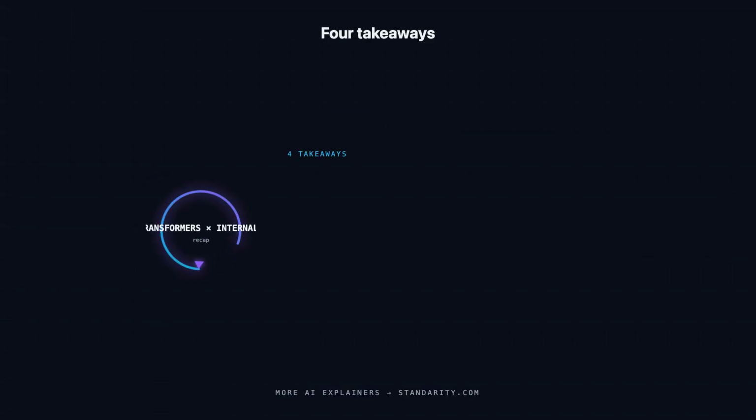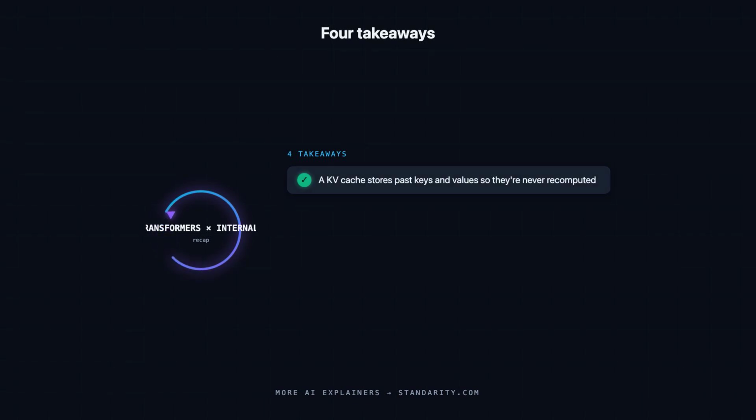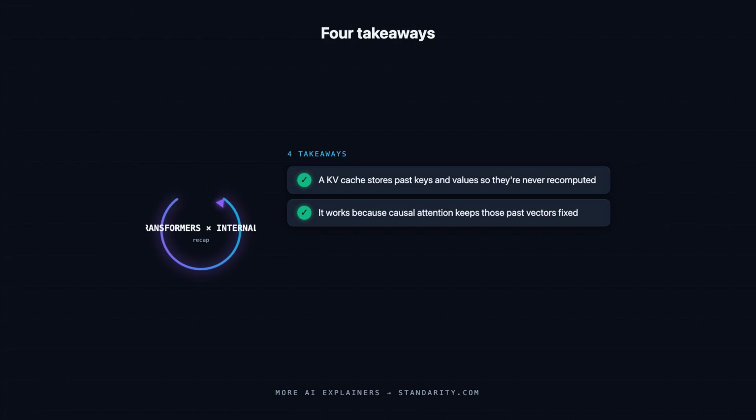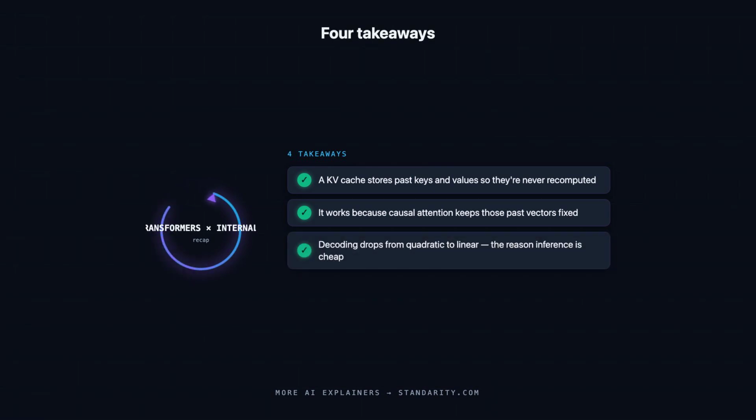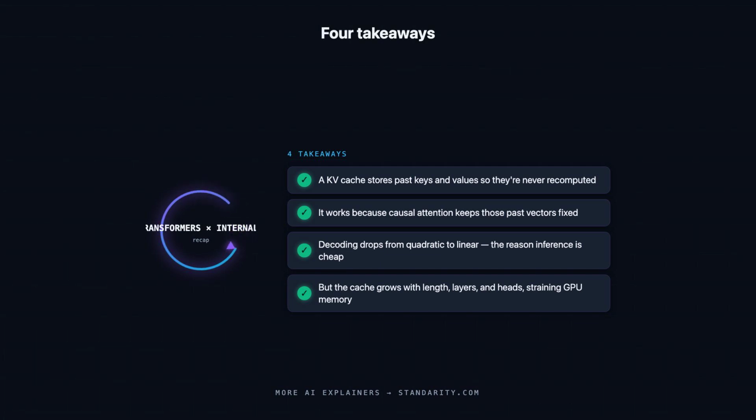Alright, let's lock in what matters. A KV cache stores the keys and values already computed for previous tokens, so a model never recomputes them while it generates. It works because causal attention keeps those past keys and values fixed, so each new step only needs a query for the newest token. That turns autoregressive decoding from quadratic into linear, which is the single reason long LLM responses are affordable to generate. Its cost is memory because the cache balloons with length, layers, and heads, which is why grouped query and sliding window attention exist to shrink it.